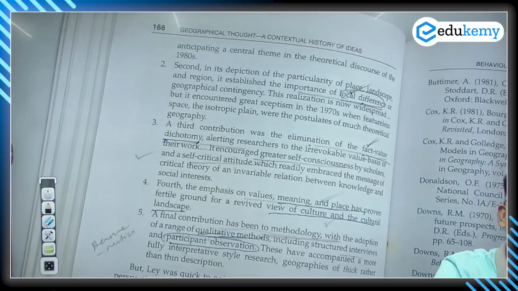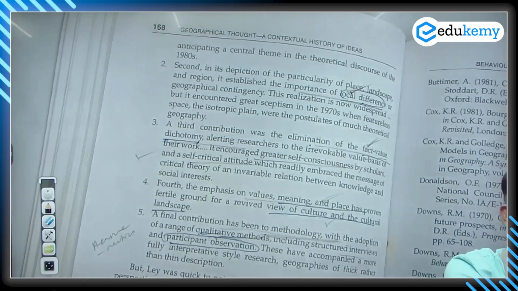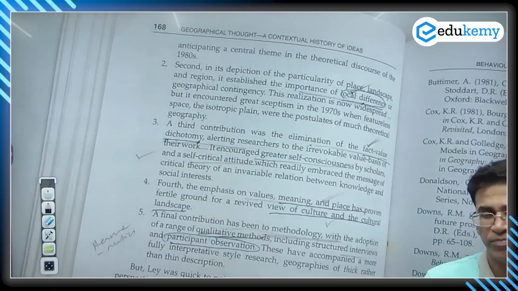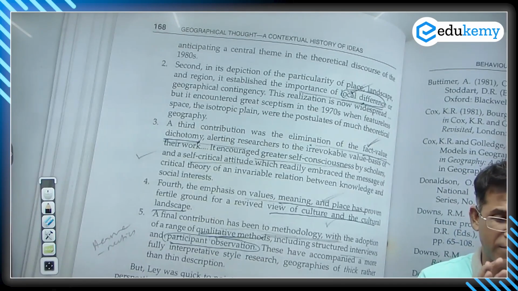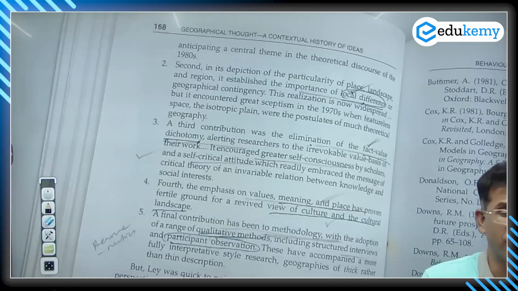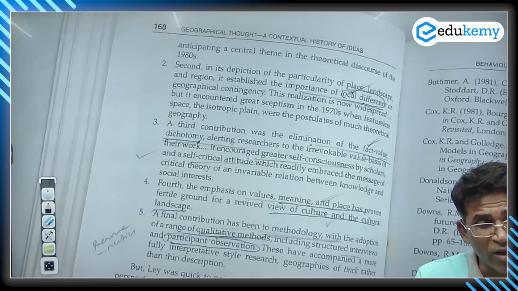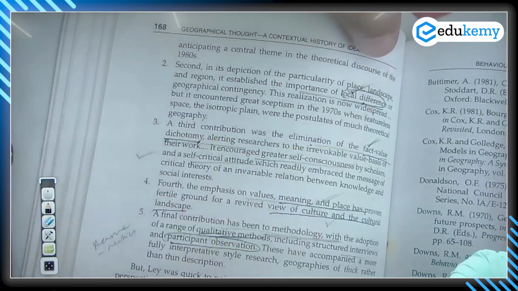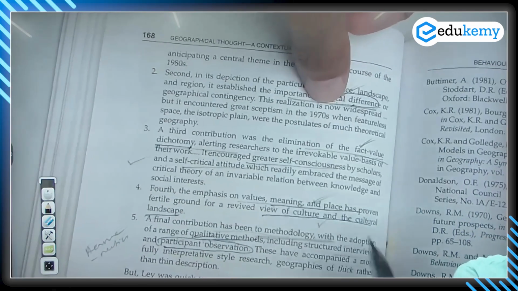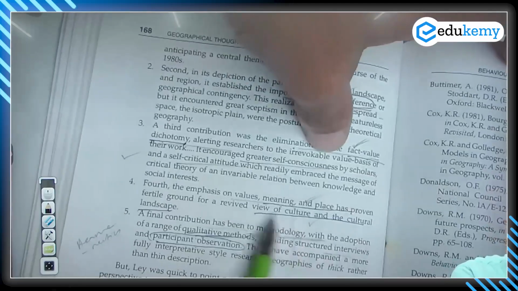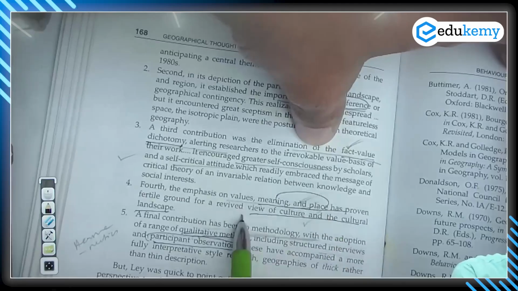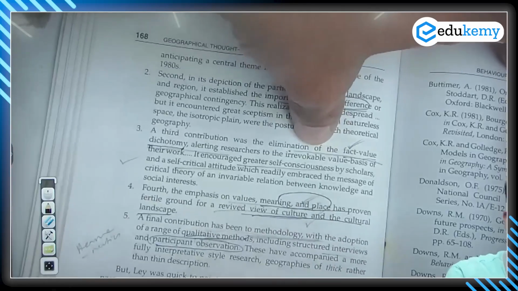What had we done? We had separated such value studies from the study of facts and information. So this school says don't do that, keep both together. You don't have to have numbers every time. You don't have to have objectivity every time. So it removed the dichotomy of fact and values. The fact-value dichotomy was eliminated. It is the same thing, written in different words. Then there is emphasis on values, meaning, place. The place concept revives the view of culture and cultural landscape.